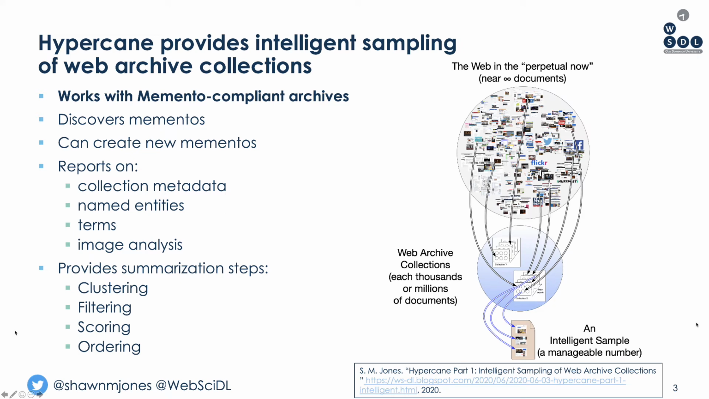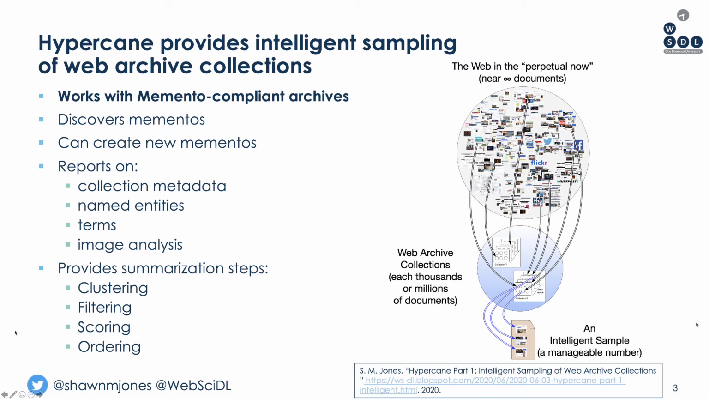can do all kinds of things with web archive collections. With Memento-compliant archives, this is not just for Archive-It or the Internet Archive. This can be executed against the National Library of Australia and all kinds of other things. Hypercane provides intelligent sampling of web archive collections. It allows you to discover mementos and create new mementos.